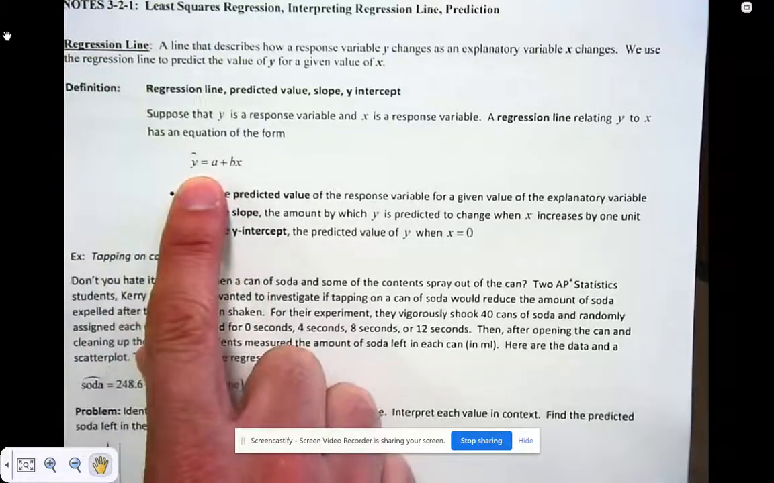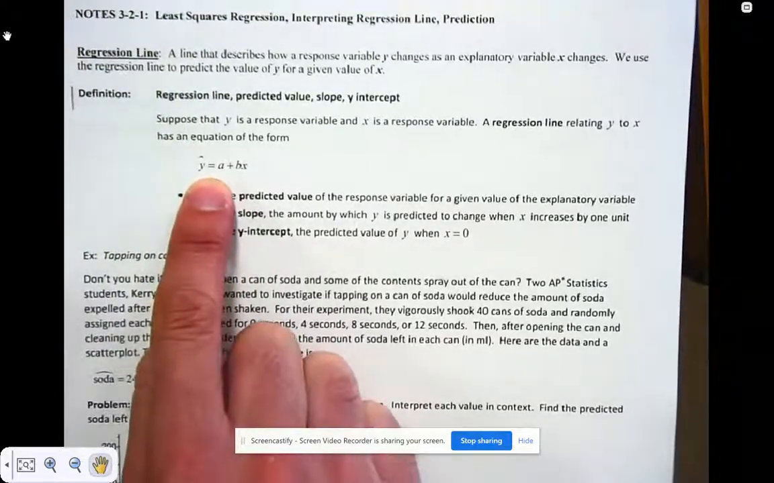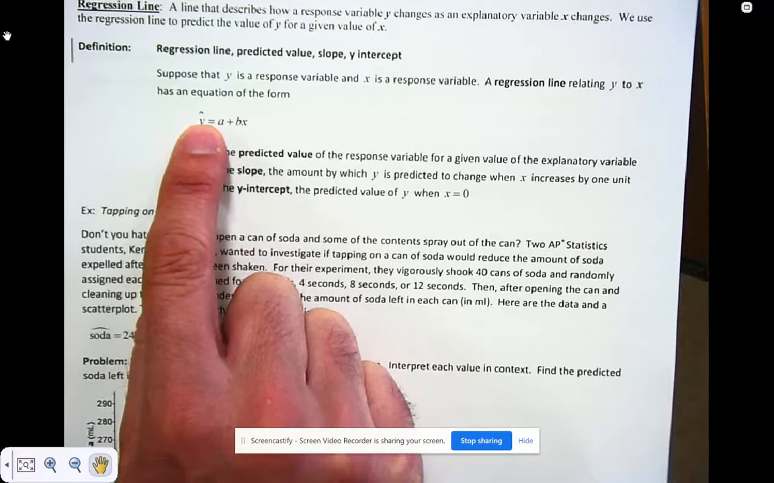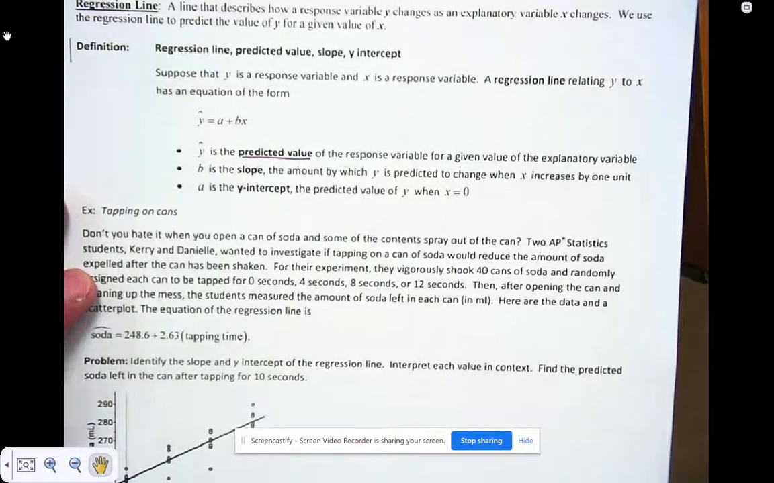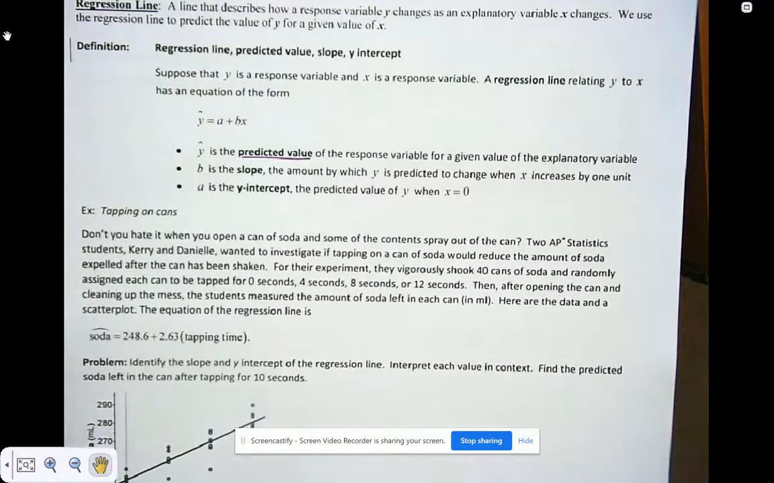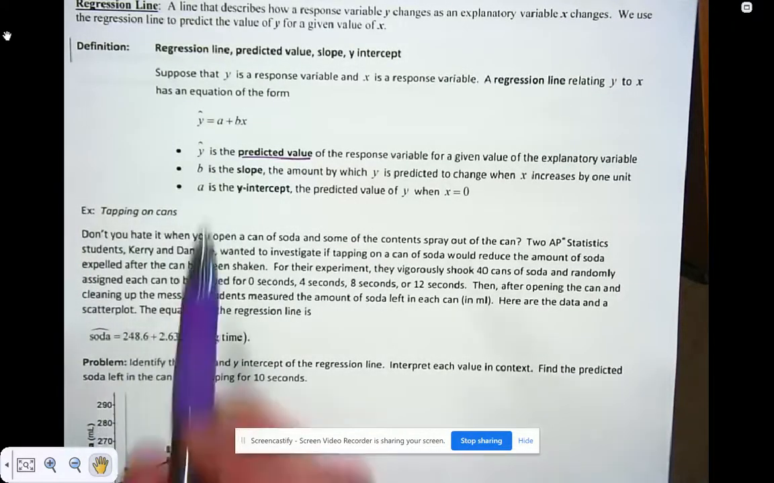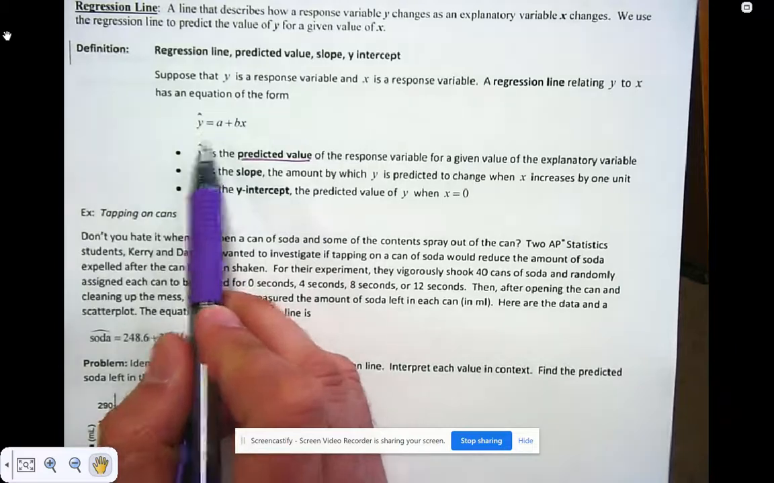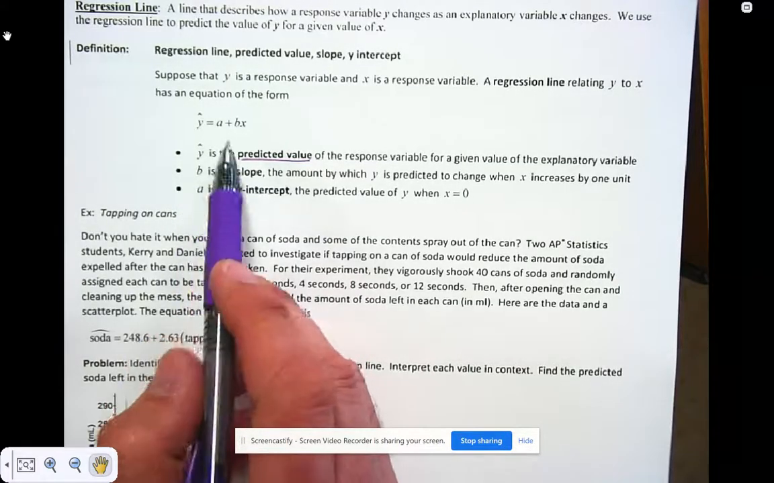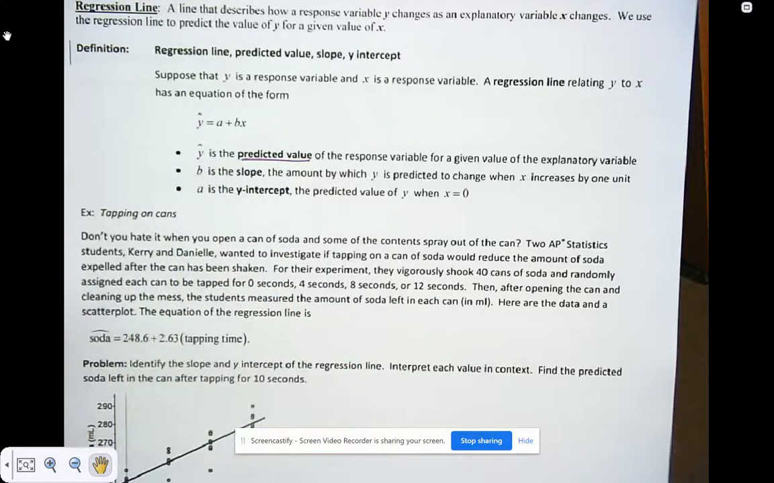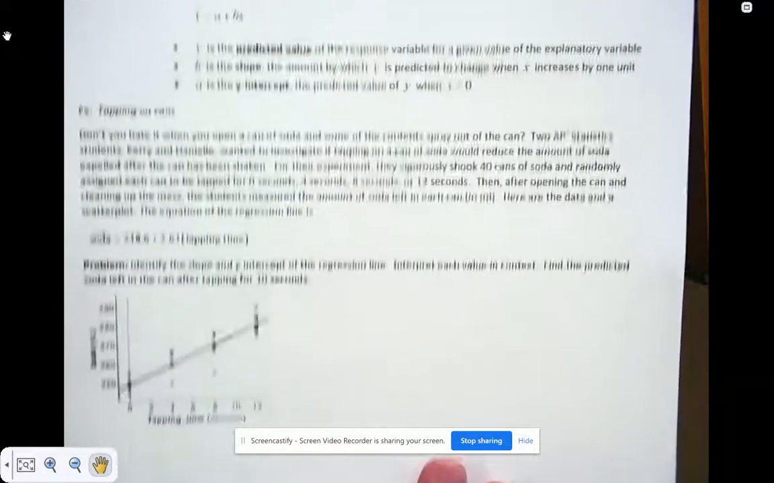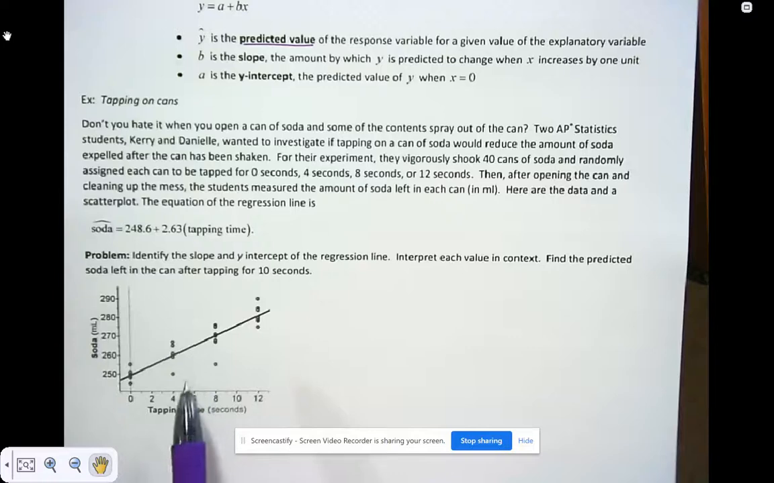On your notes, it talks about what a regression line is, nothing big, and it gives you the formal equation, which we just talked about. This little guy is called a hat. This is the predicted value. It's not the actual value because it's not coming from data that we collected. It's not a dot. It's a point on an imaginary line that goes through the data. And b is the slope and a is the y-intercept.